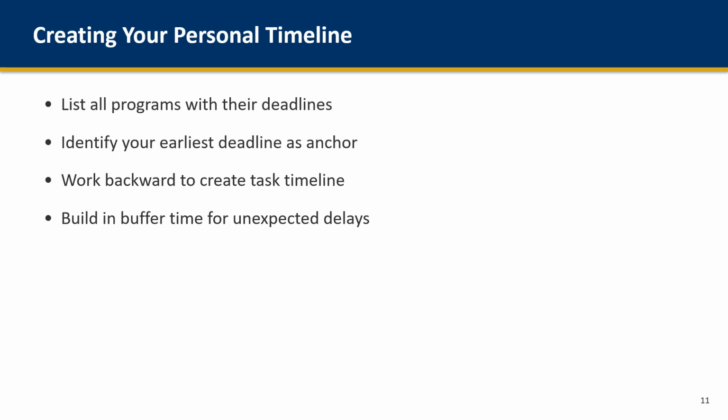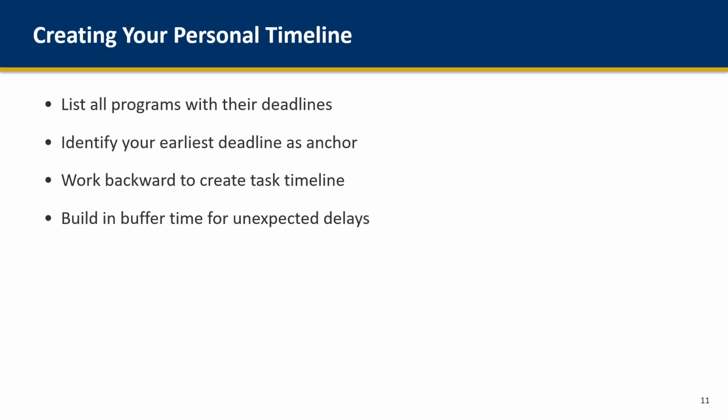Work backward to create a task timeline. If the deadline is December 1st, when must recommendations be requested? When must you begin drafting your statement? When should you start researching programs? Map each task to specific dates. Build in buffer time for unexpected delays.